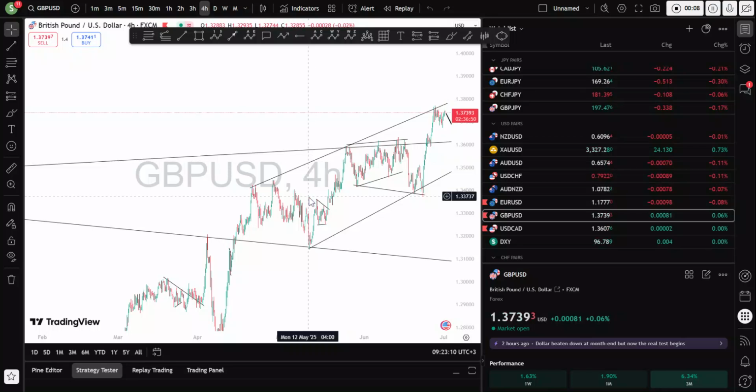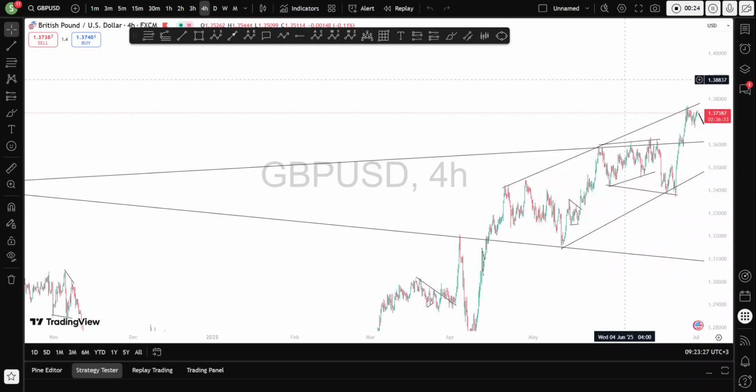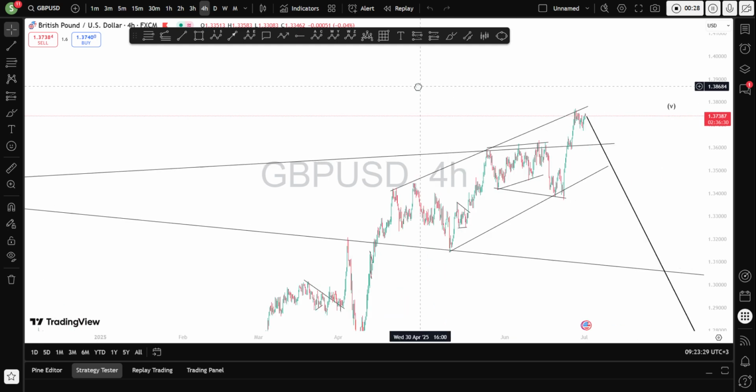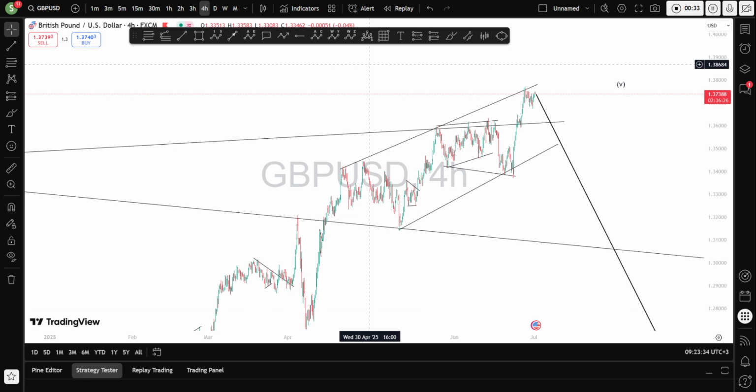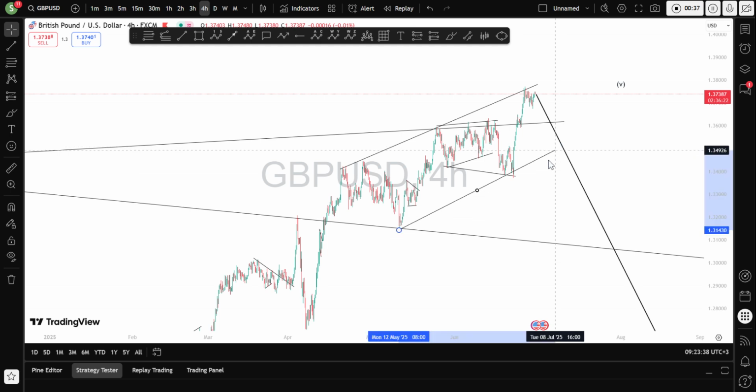Yes, so let's do a quick analysis of our main pairs. We'll start with the GBPUSD. So GBPUSD in 4 hours, you can see it is forming an ending diagonal. Ending diagonal is a reversal pattern, so that means we are anticipating a bearish move.